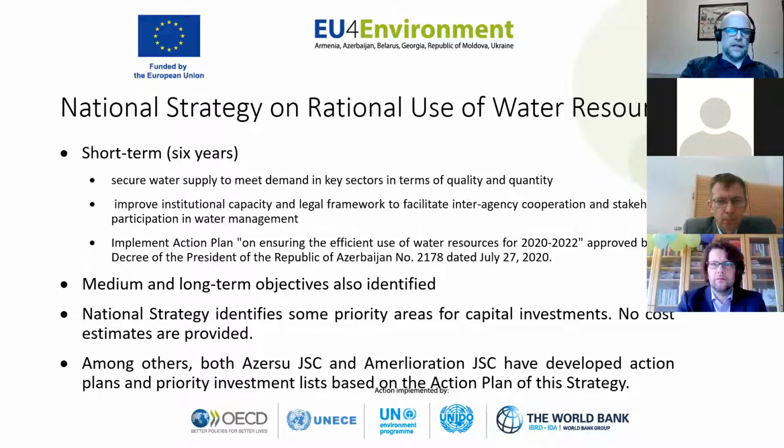The short-term objective is mainly to implement the action plan for 2020-2022 that was approved by presidential decree. It identifies many priority areas for activities, some of which involve capital investments, but a lot of it is setting the stage for capital investments, so doing studies, water inventories, etc. It doesn't contain cost estimates. The Azerbaijan and Amelioration have transposed the investment priorities onto their own investment priorities and strategies, so there is an overlap with priority investments there.